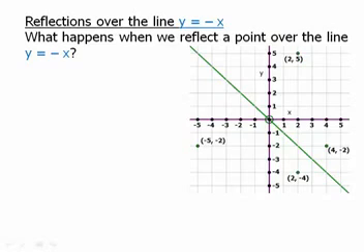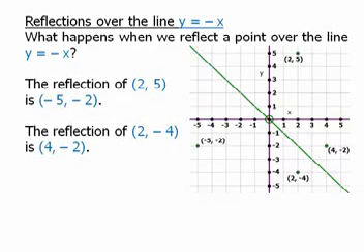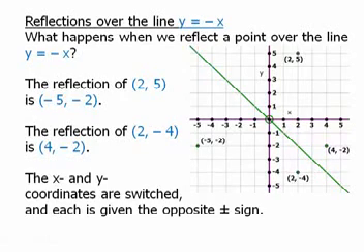So here we have some examples. 2, 5 gets reflected to -5, -2, and 4, 2 gets reflected to 2, -4. So the reflection of 2, 5 is -5, -2. The reflection of 2, -4 is 4, -2. The x and y coordinates are switched, and each is given the opposite plus or minus sign. So any positive number becomes negative, any negative number becomes positive, and they are switched in their order. So that's exactly what happens.